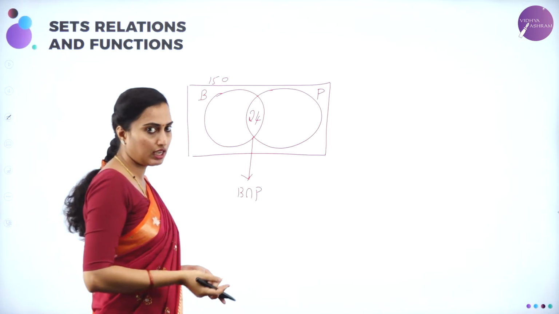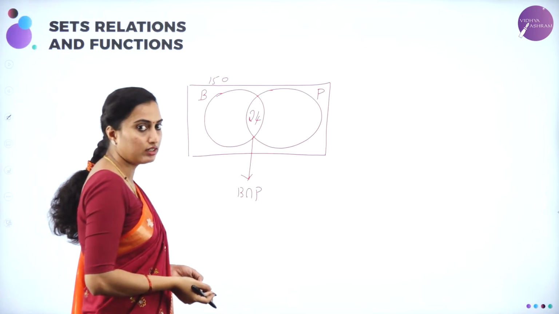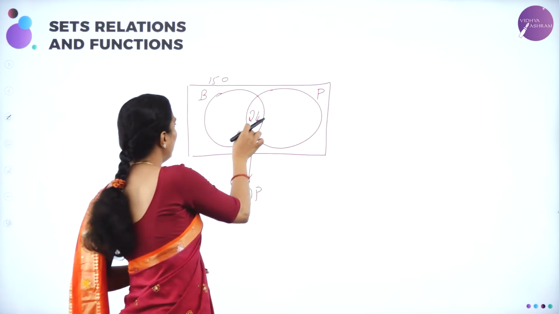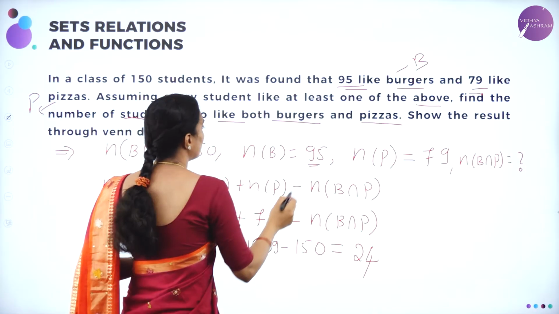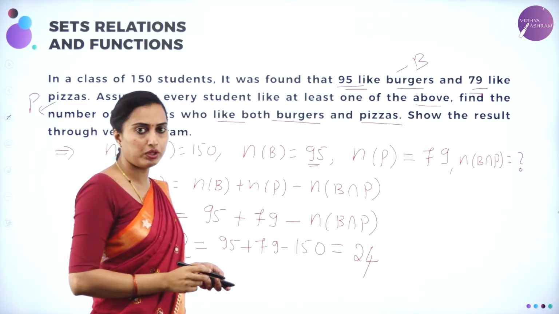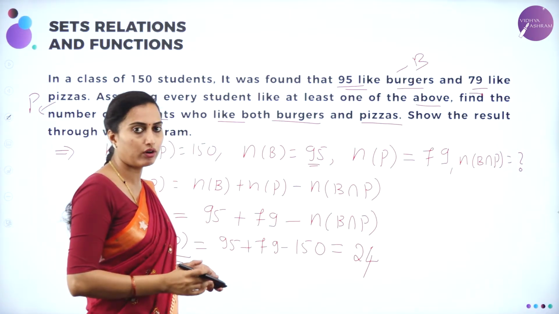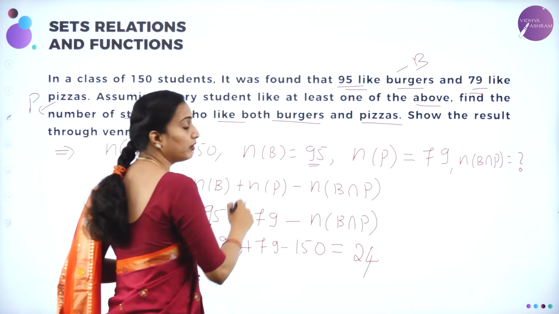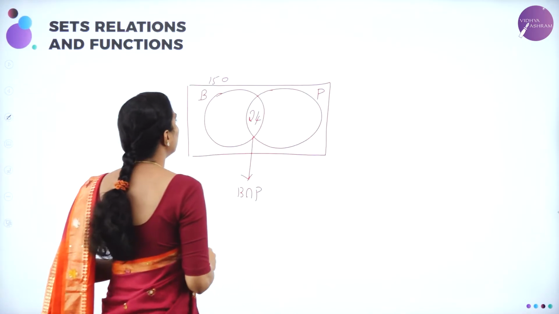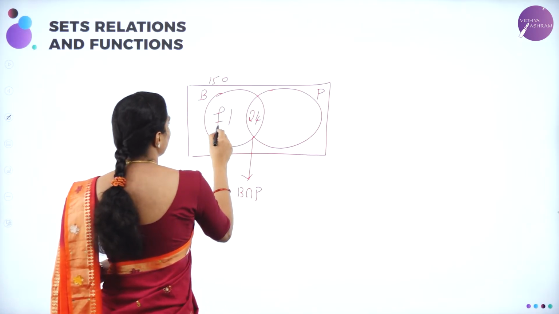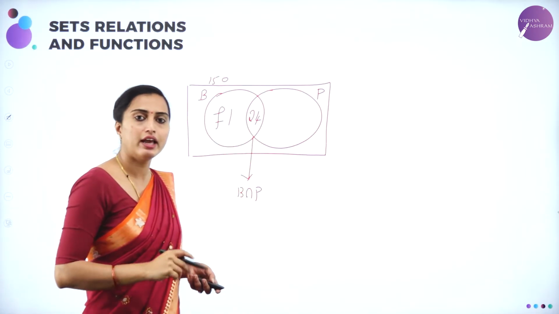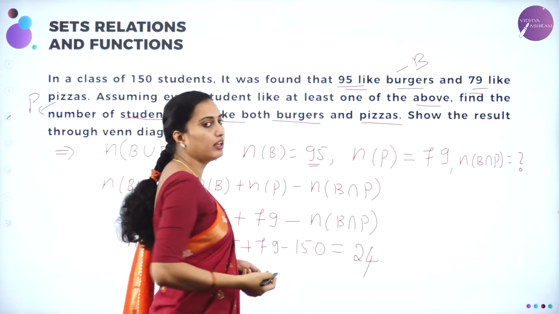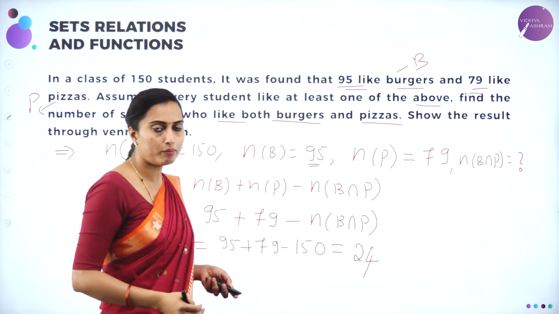Now how many students have they given already? The ones who only like burger. Burger already has 24 members here, so you need to include how many? 95 minus 24, which gives you 71. Yes, 71. So you write 71 here. 71 plus 24 is 95. Similarly, you have 79. 79 minus 24, so how much will it be equal to?